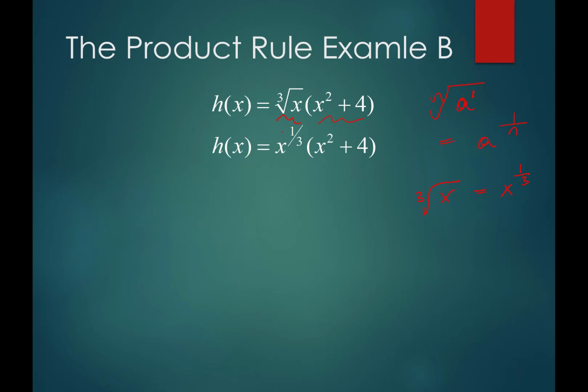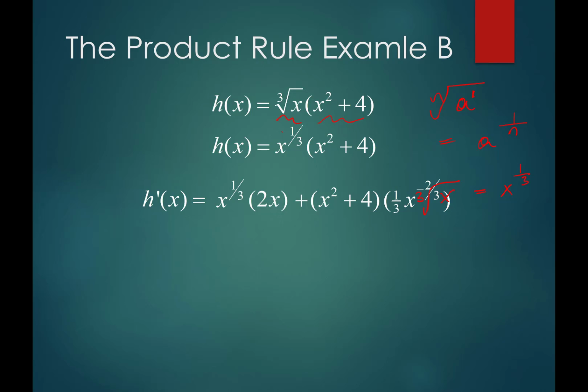Now from there, I can differentiate. I'm going to write x to 1 over 3 first. Then I'm going to differentiate x squared plus 4. For x squared, we put the 2 in front, 2, subtract 1, and we get x. Then differentiating 4, we get 0. To continue with that, we're going to write the last, then differentiate the first.